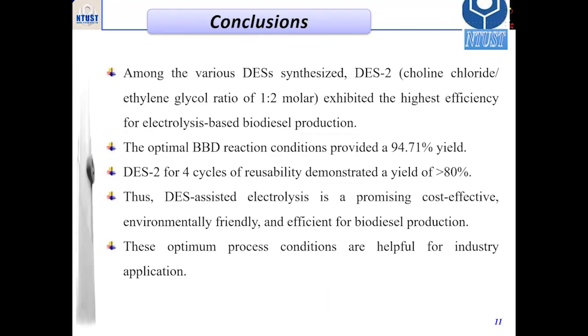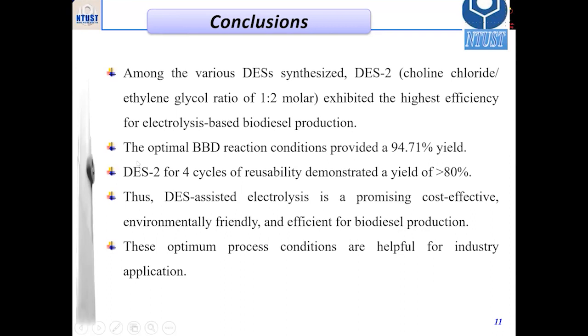I can summarize the conclusion. Among the various DSs, we screened different types of DSs at different molar ratios. From this, we found that choline chloride with ethylene glycol at a 1:1 molar ratio exhibits the highest efficiency. And we selected this for further experimental optimizations.